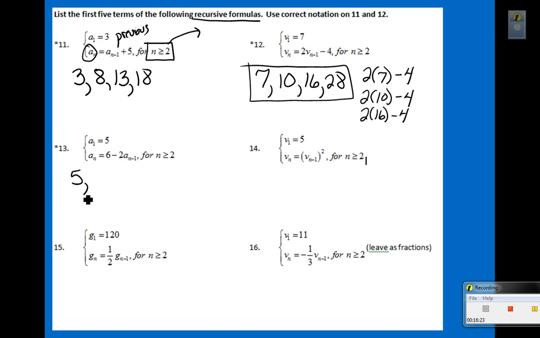Think about your next term then. Here's what it says it's going to be. It's going to be 6 minus 2 times the term that you see, 10. So 6 minus 10 is negative 4. Now let's go get our next one.